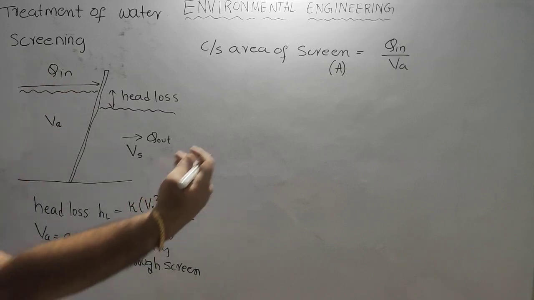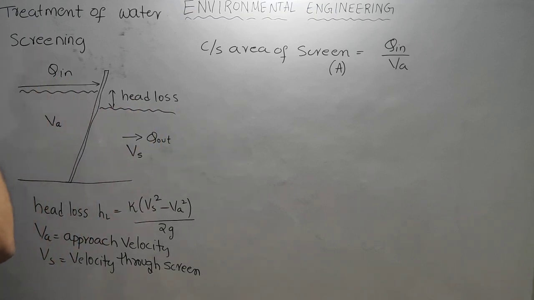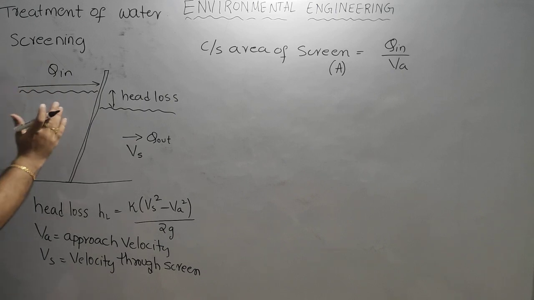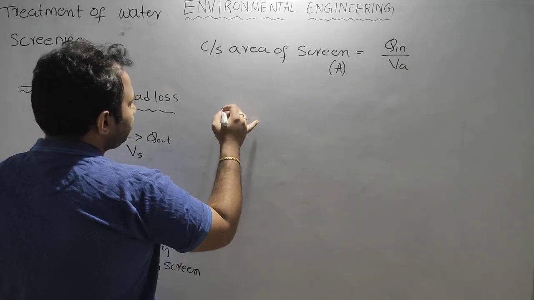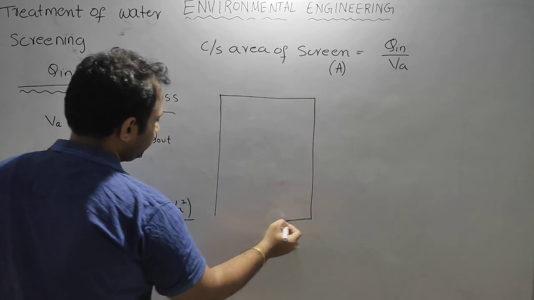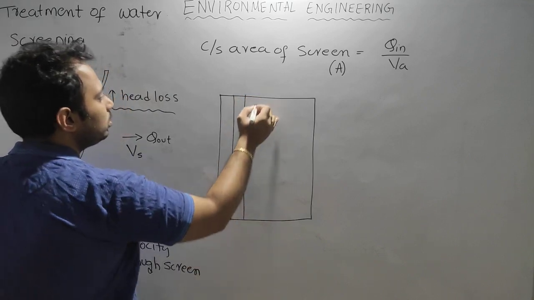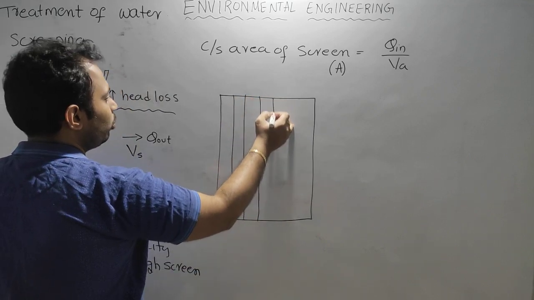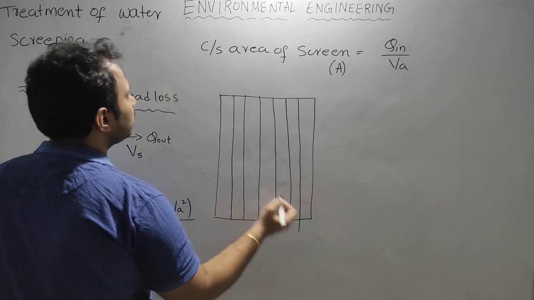If you look at the front view, it should look like bars, like a mesh. If you look at a mesh, similarly it looks like a mesh. Now if it looks like a mesh, how will it be? From the front view it looks like this. There won't be any horizontal bars, only vertical bars will be present.